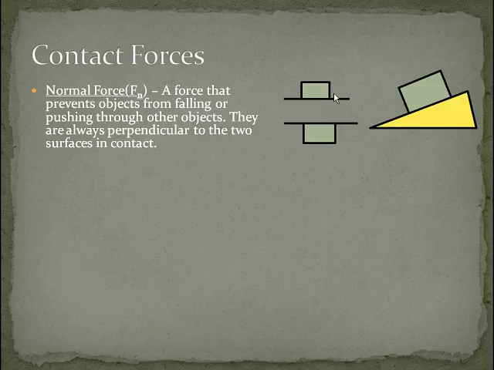Well, with gravity, there's always that force of gravity pointing down, so shouldn't that accelerate the object down? In fact, that's where this normal force comes in. It's what prevents the objects from falling or pushing through other objects. And they are always perpendicular to the two surfaces in contact. So whenever we go to determine the direction of these forces, we have to look at the two surfaces that are in contact. And so if I look at this first one with the block sitting on the table, the surface in contact is right here. This is where they connect to each other.